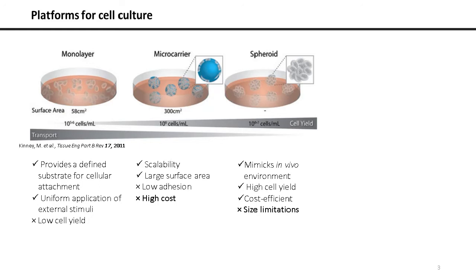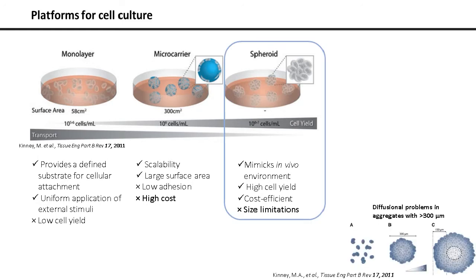Still, in this system, our limitation is related to transport, which arises from size limitations. When we have aggregates that are bigger than 300 to 400 micrometers in diameter, we may start to observe some necrotic centers as the oxygen and nutrients fail to reach the center of the aggregate, and the metabolites and other gases fail to exit the aggregate. So this is one thing that we need to be concerned about.